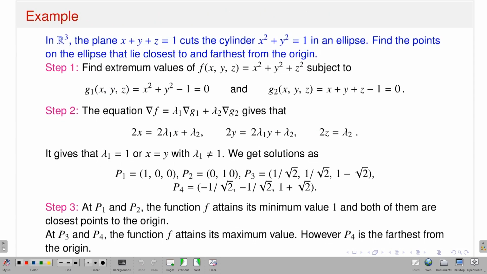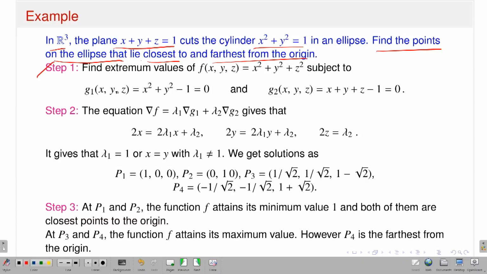Okay, one example I have given. Look, in R3 we have a plane x plus y plus z is equal to 1, which cuts the cylinder x square plus y square is equal to 1 in an ellipse. Now, what I want is to find the points on the ellipse that lie closest to and furthest from the origin. So, this is an extremum problem subject to two constraints, if you remember.